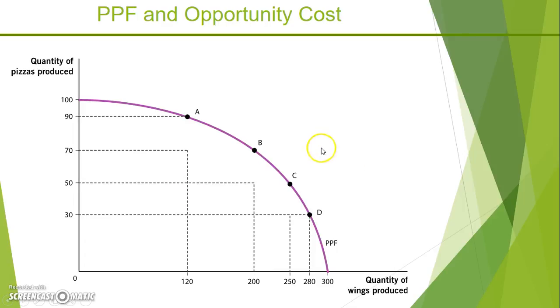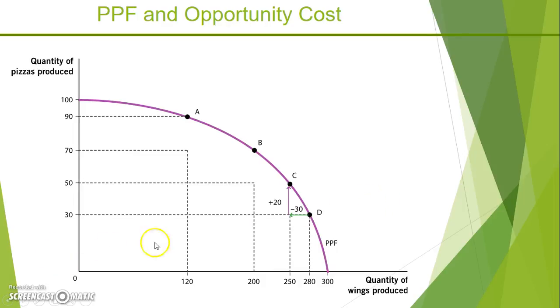How about a point out here, beyond the PPF? Those are combinations of pizza and wings that we cannot make, because using all of our resources, the best we can do is a point on the PPF. And so a point outside the PPF would be a combination of resources that we simply cannot make. We do not have the resources to get out there.